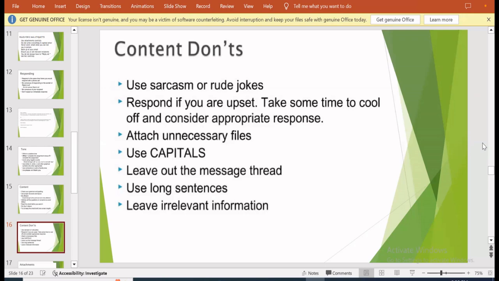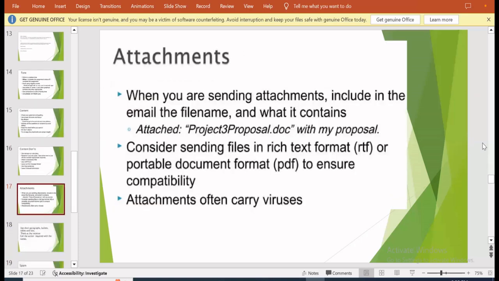Do not use all capitals. Do not leave out the message threads. Do not use long sentences. Do not leave any kind of irrelevant information. These parts are important whenever you are writing an email. Attachment, I am telling you, is a very important thing. So please, before sending an attachment, think carefully.